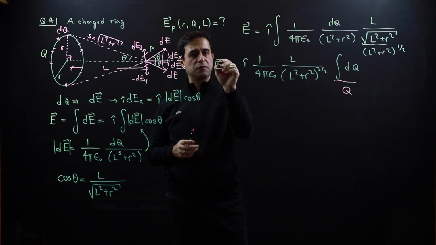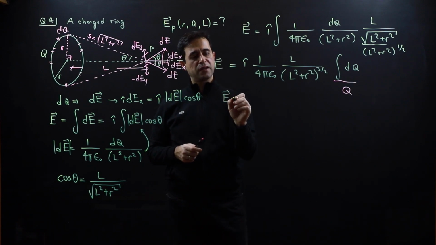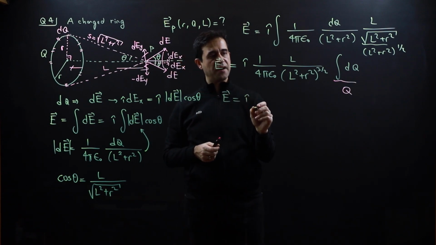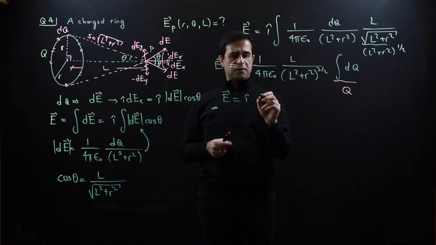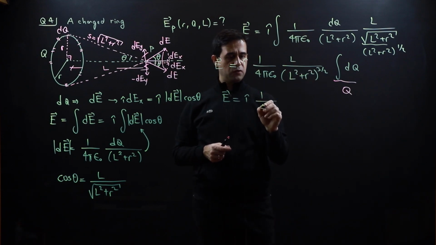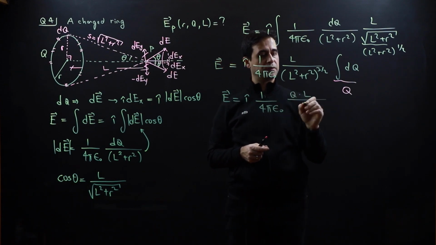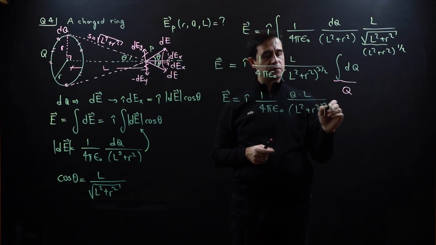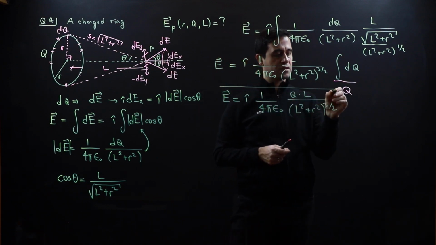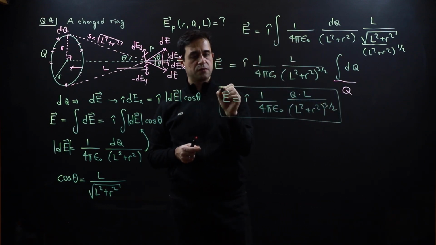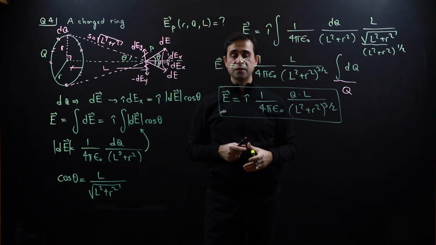So this is the electric field. E, the electric field, is finally equal to I hat, that's 1 over 4 pi epsilon 0, Q times L divided by L squared plus R squared with 3/2. So this is indeed the final expression for the electric field.